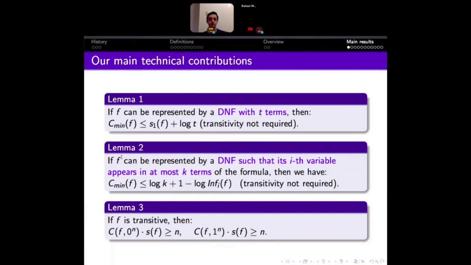The second lemma states that if you can represent f by a DNF which has some variable, the ith variable, appearing in at most k terms, then we can upper bound C min by log k plus 1 minus log of the influence of i for f. And again, we don't require transitivity for this lemma. The third lemma states that if f is transitive, then its certificate complexity on the all zero input multiplied by sensitivity is at least n. And similarly for the all ones input.